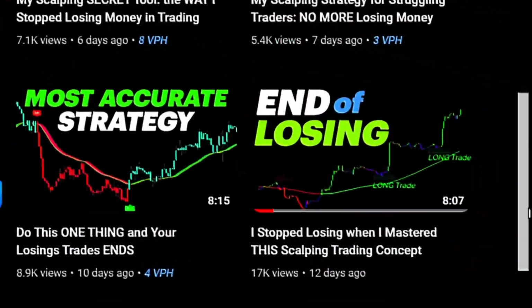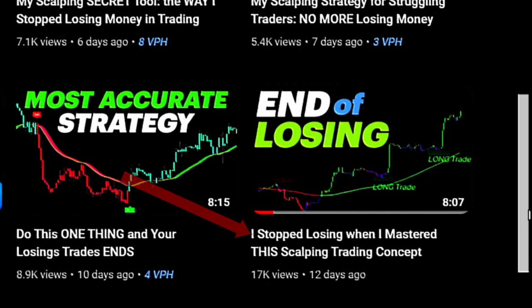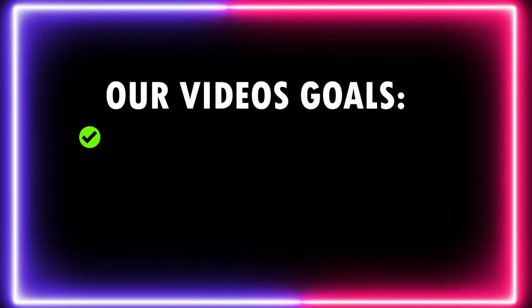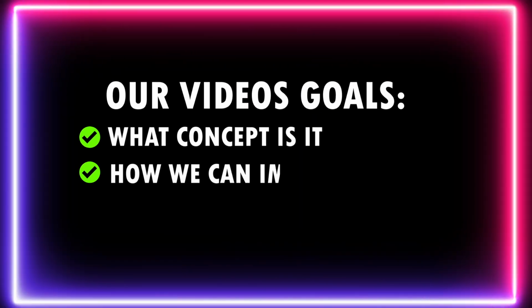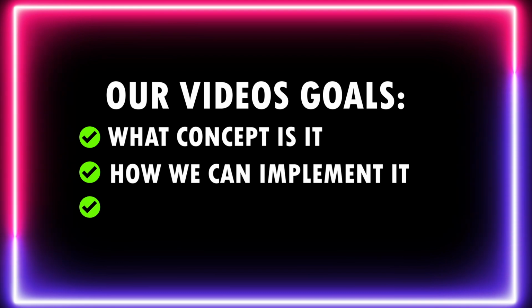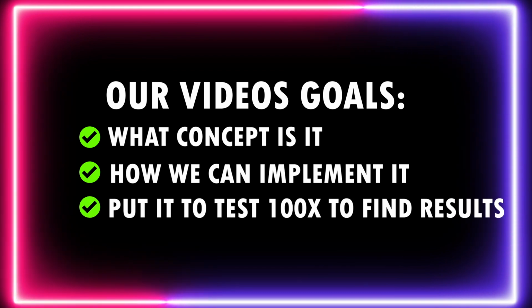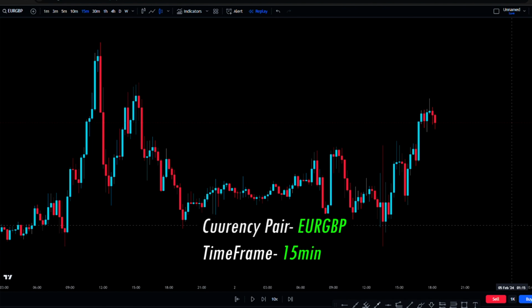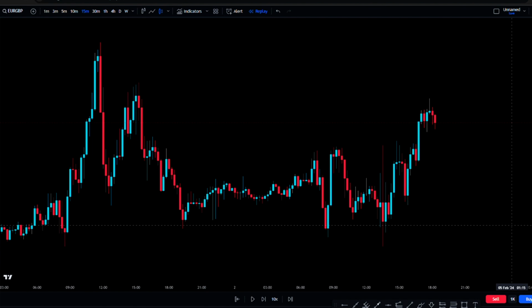This concept enabled trade genius to stop losing, and in this video we'll be testing that today with the aim to find out what the concept is, how we can implement this, and then we'll put it to the test 100 times. Okay, so firstly, I'm using the price of Euro GBP on the 15-minute time frame, and this strategy requires two indicators, so let's go ahead and add them to the chart.